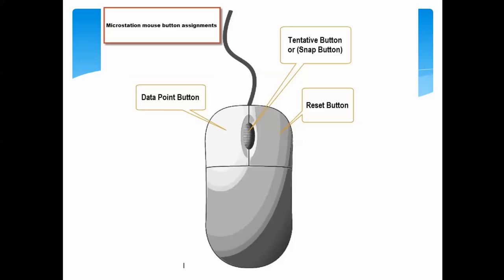It resets you. The center button has two terms. It's called a tentative button or your snap button. Pretty much, if you've got an intersection you want to snap to, it does what it says, it just snaps to that point. As soon as you click it, it snaps to whatever point. In Microstation, there's a bunch of different snaps. You've got your center snap, nearest, intersection snap. That's what you use to snap.